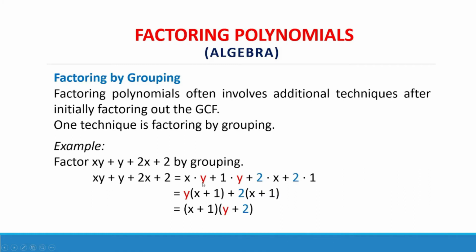two terms. For the first two terms, that's y, so x times y plus 1 times y. And for the next two terms, 2x plus 2, the common factor is 2, so 2 times x plus 1. The common factor is y times x plus 1, also factor out 2, and the remaining is x plus 1. Factor out y plus 2. So the factor for this example based on grouping is x plus 1 times y plus 2.